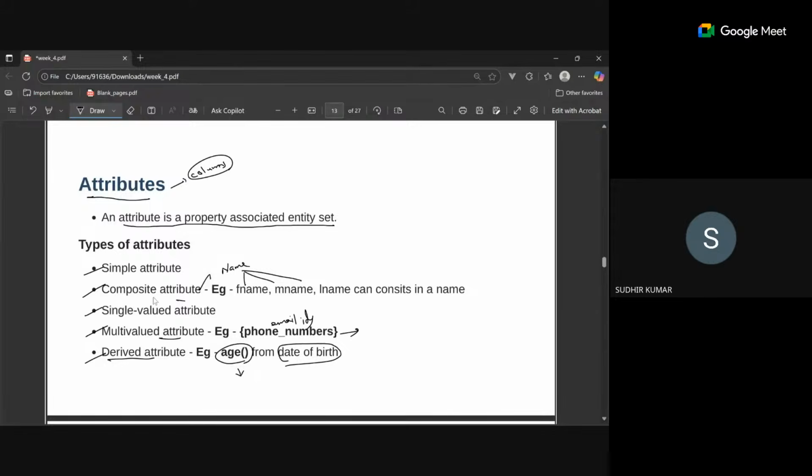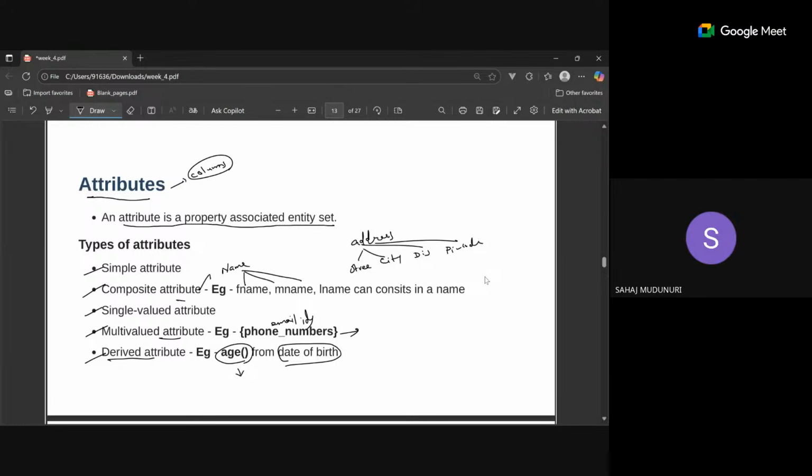Sir, what is a composite attribute? Is it like address kind of thing? You can say address also. Address is also a good example. In an address, a single value can be split: street, that is one; city, that is one; district, pin code. This is also one of the composite attributes, because a single address value can be split into multiple parts. Right?